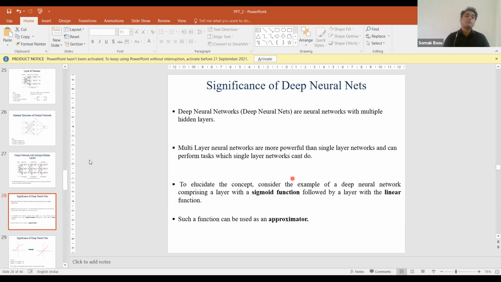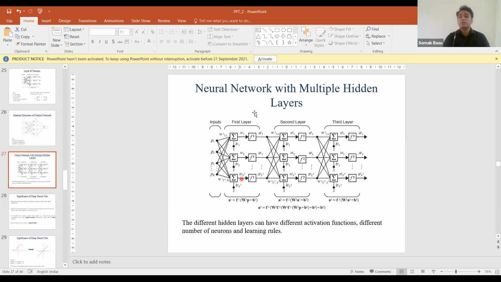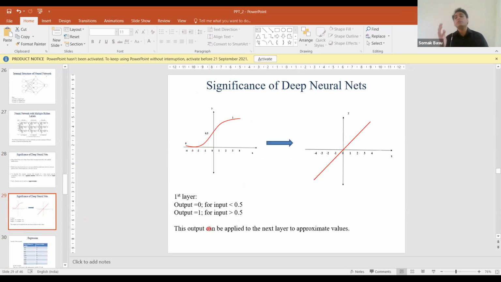Let us say one of the layers has the activation function as a sigmoid function, and the second layer has an activation function as a linear function. Let us assume that, and let us see what we can do with it. So let us say the first layer's activation function is a sigmoid function, and the second layer's activation function is a linear function.